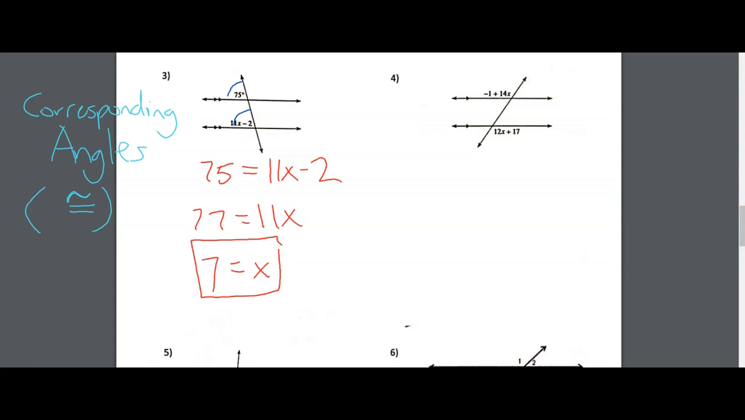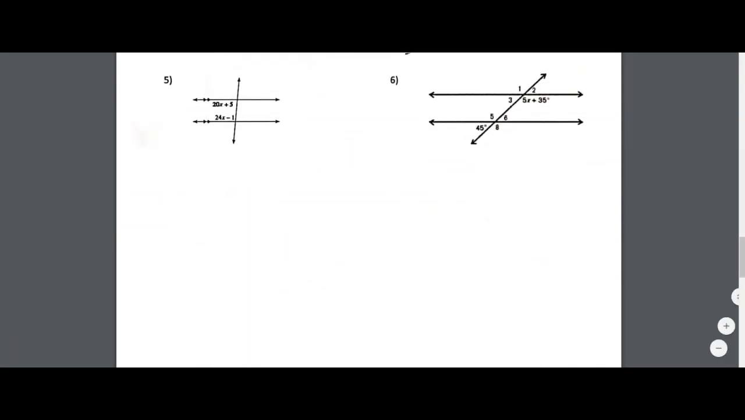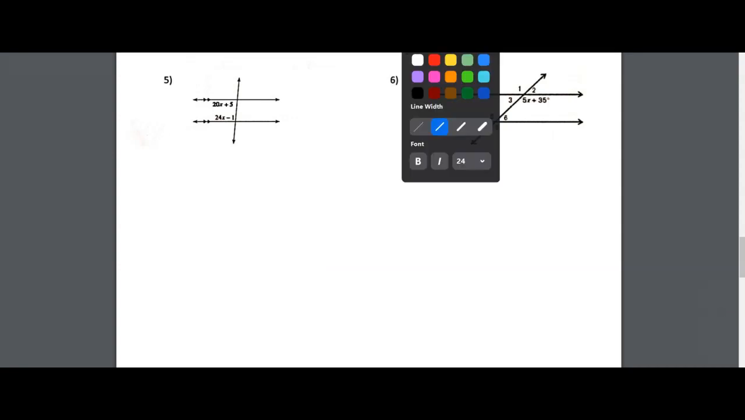All right, last one, question 5. All right, so these two angles right here, they are both inside. So we have one up here, one down here. They're both inside, and they're both on the left side. So they're both on the same side of this transversal. So these are same side interior angles. Again, you could also say consecutive. That means the same thing.